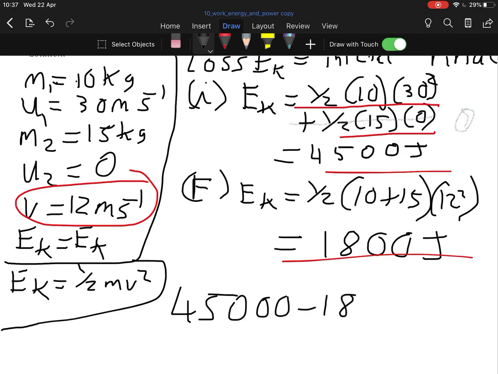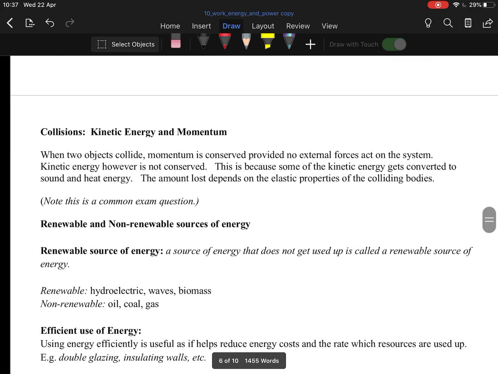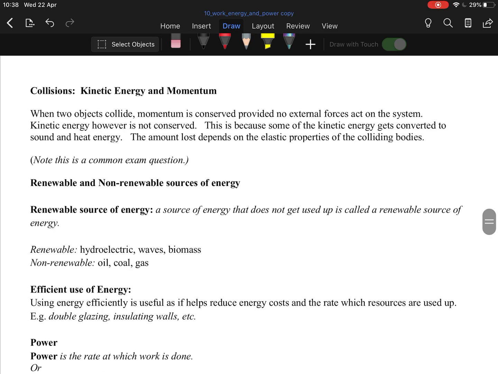So we simply subtract 4,500 minus 1,800. So our loss in kinetic energy was 2,700 joules. There you go, 2,700 joules. Are we okay with that?